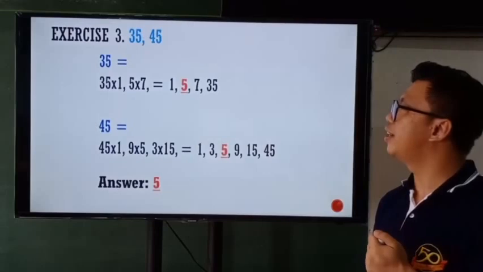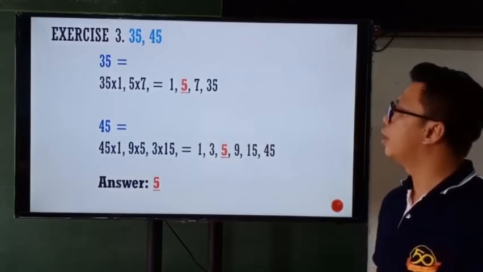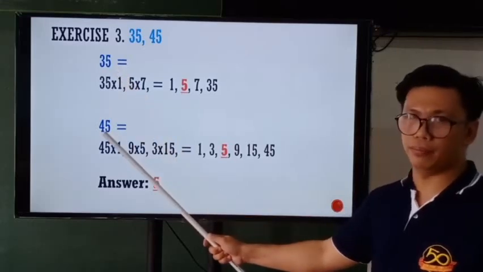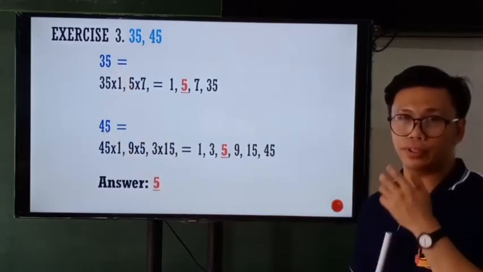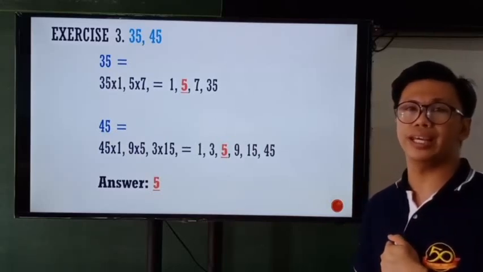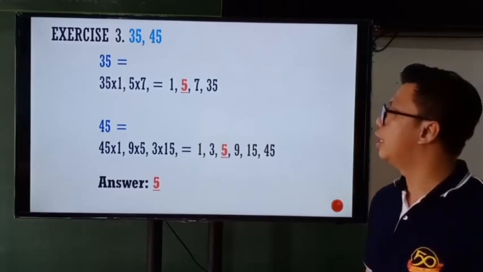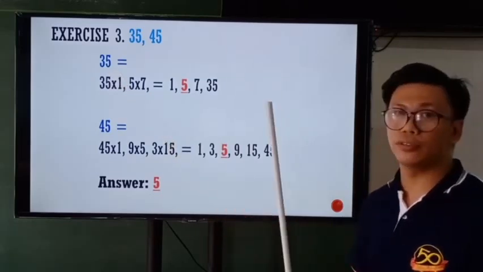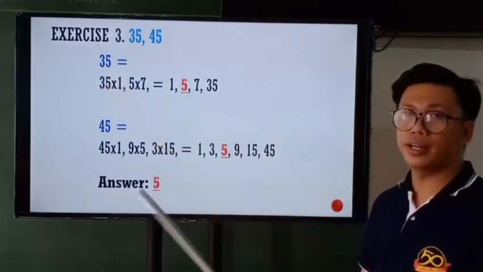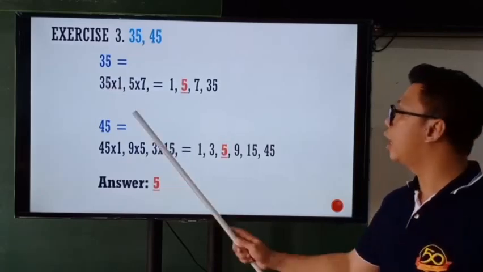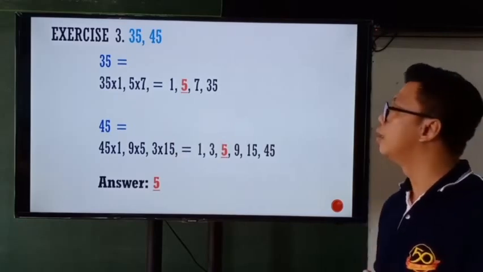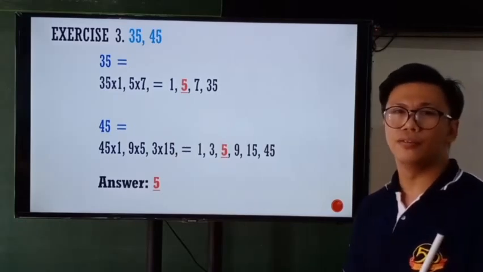Okay, let's check your exercise number 3. So again, we have here 35 and 45. The first method is to find the common factor. So we will start with 35. So what is the factor of 35? Very good. We have 35 times 1. And what else? We have 5 times 7. So that is the factor of 35. What is the next? Very good.